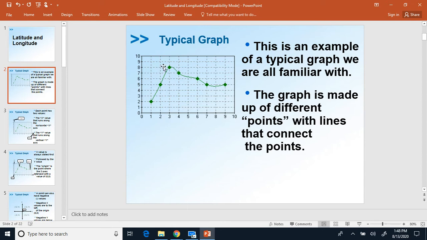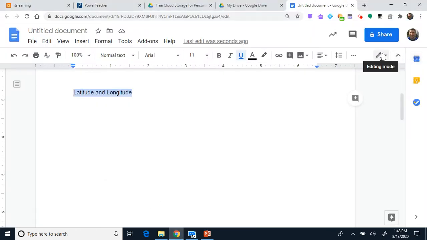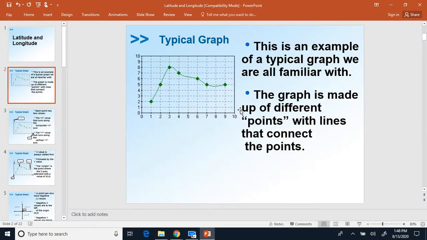But just to make things confusing, in social studies we do the exact opposite. We go sides and then bottom. So this point right here would be 2, 1, and this would be 5, 2. Why we don't do the same as we do in math, I don't know. But this is what we do.